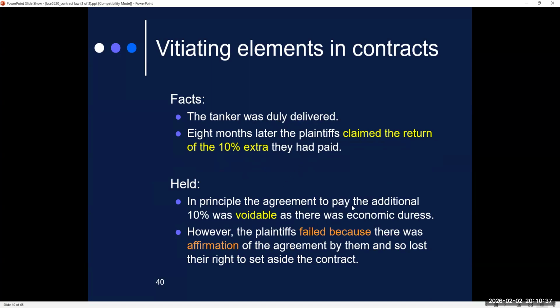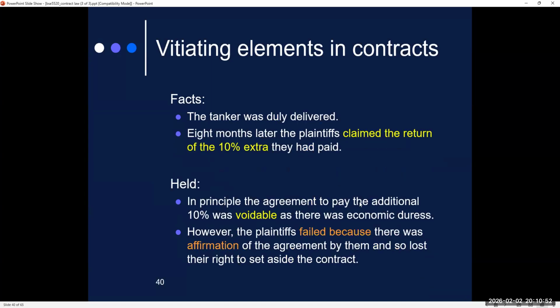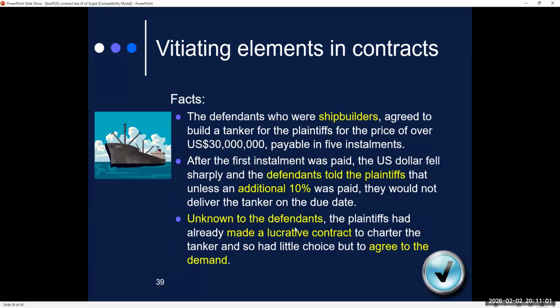It was held that the contract, the agreement to pay an additional 10%, was voidable because there was economic duress. Okay, because that guy asked for 10% more. It's a kind of duress: if you don't pay me 10% more, I won't do it for you. But at that time, the plaintiff had no alternative but to agree.